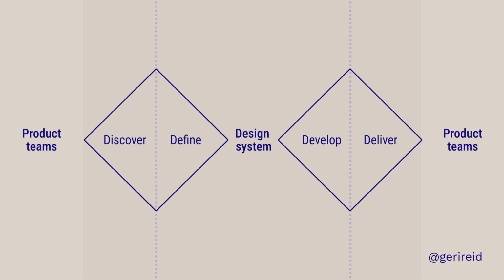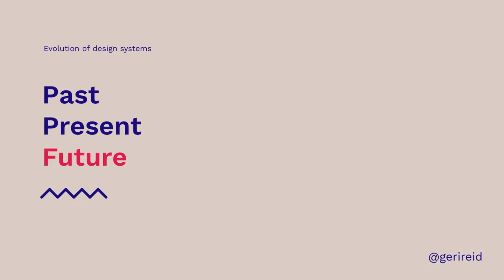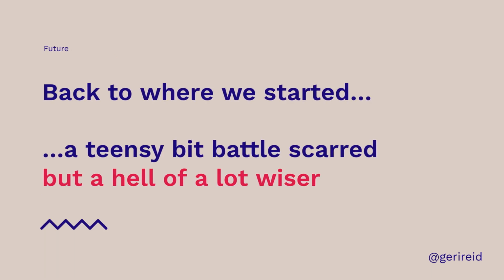I kind of feel like as a systems function, we've instinctively gone through this design thinking double diamond. We were all designers and engineers in product teams. We went wide and did a load of discovery and defined best practice in a design system, learned how to think in systems, collaborate and build to scale, and now we're converging again to rejoin product teams. It's kind of like the whole process has just come full circle and we're kind of back to where we started. So, welcome to the future. Back to where we started. A teensy bit battle-scarred, but a hell of a lot wiser.